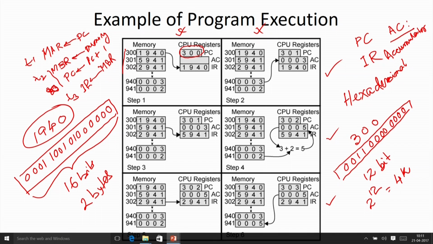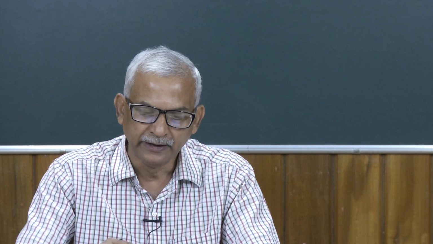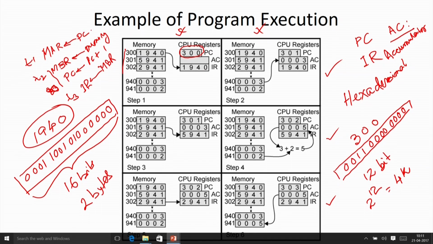So, we have fetched the information. After fetching, we bring the contents of this memory location 300 to the processor, and we place it in the IR. So, the fetch phase is over. After fetching it, what will happen? We have to increment the value of the program counter, so that we will know from which memory location we are going to fetch the next instruction. That is why, when we complete this fetch, we increase the value of the program counter.